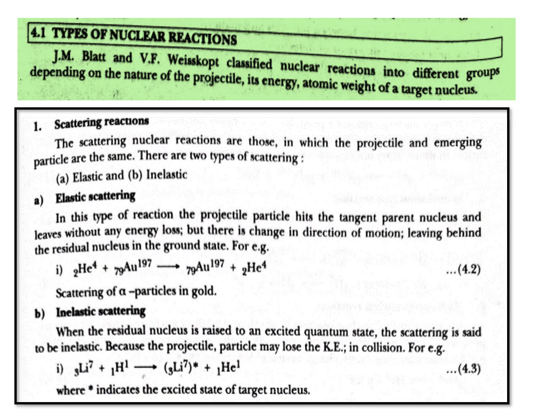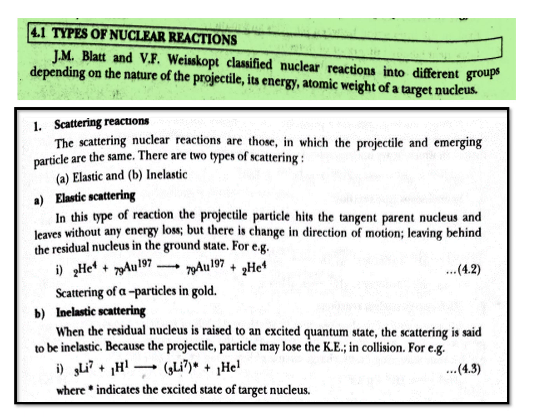Types of nuclear reaction. There are various types of nuclear reaction defined by J.M. Blatt and V.F. Weisskopf. First is the scattering reaction. It has two types, that is elastic scattering and inelastic scattering. In elastic scattering, no exchange of energy takes place between the projectile and target.